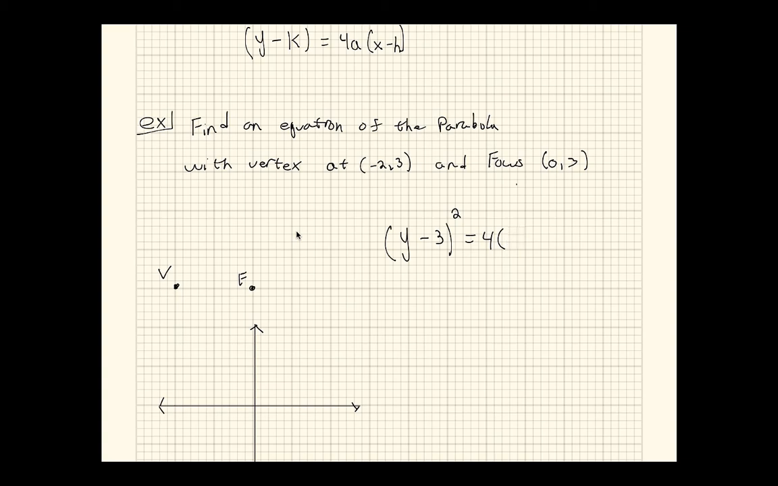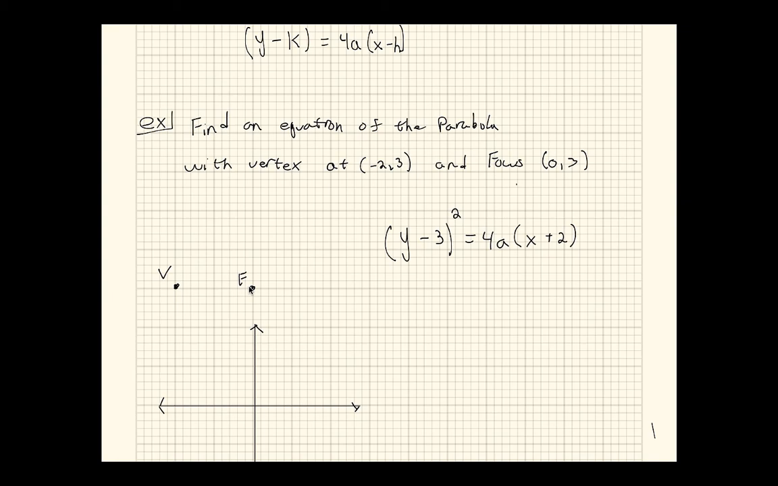4a times x. And if the x coordinate of my vertex is -2, this should be an x plus 2. But we need to think, what is a? We might be tempted to think that a is 3 because of the earlier examples that we did, but remember I mentioned a is actually the distance from the vertex to the focus. So even though the focus is at 0, 3, 3 is not a. This is a distance of 2. The distance between my vertex and focus is 2.